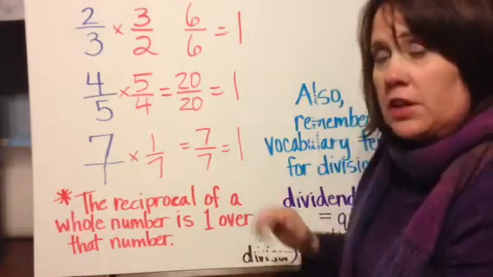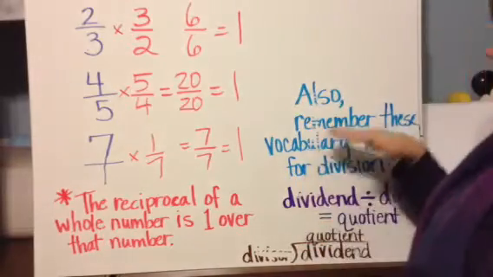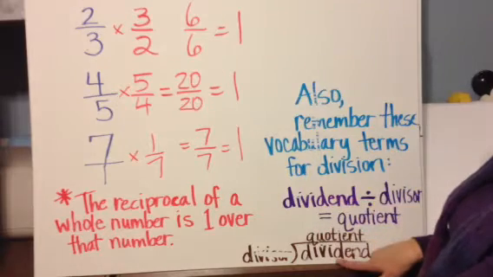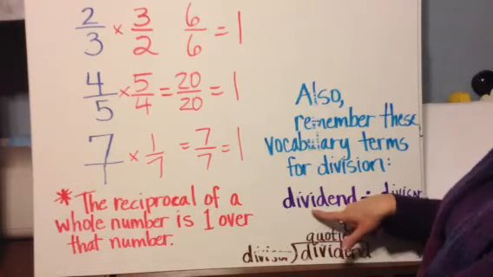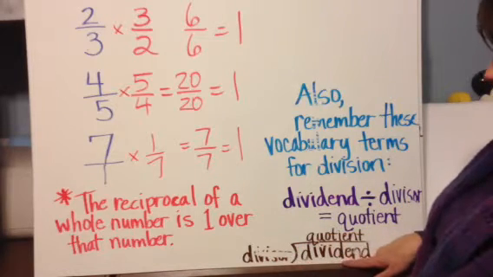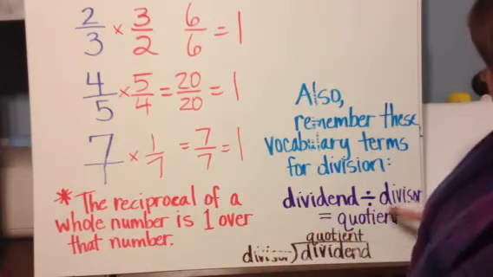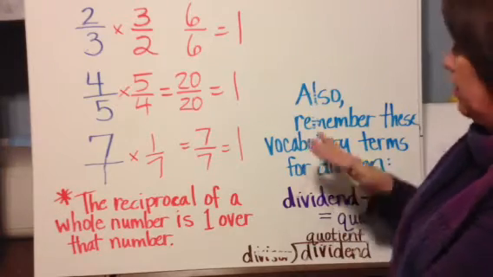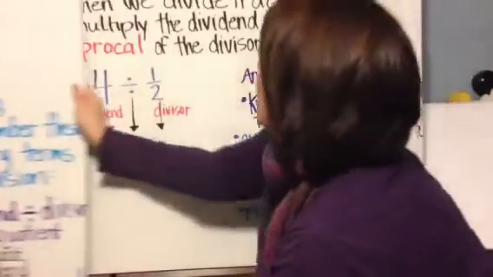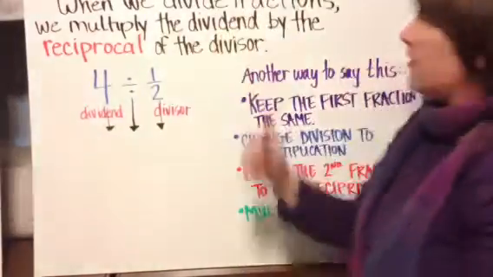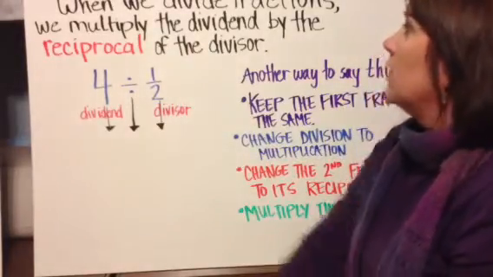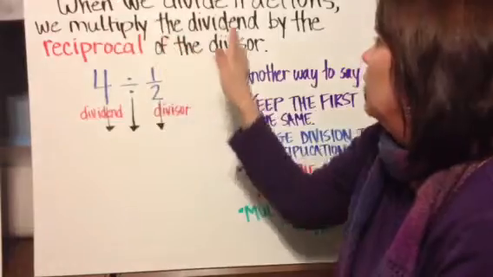Also, here's some vocabulary you need to make sure you have in mind. With division, the number that goes inside the box is called the dividend. And then the number that we divide into the dividend is called the divisor. And the answer is called the quotient. So remember the terms dividend, divisor, and quotient. When we divide fractions, we actually multiply the dividend by the reciprocal of the divisor.